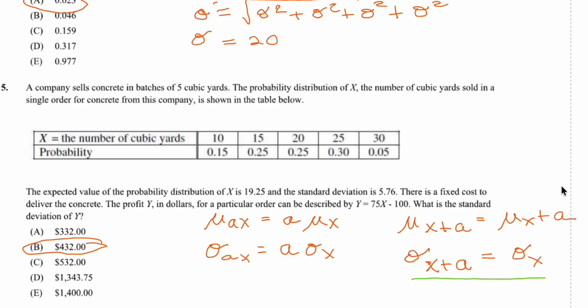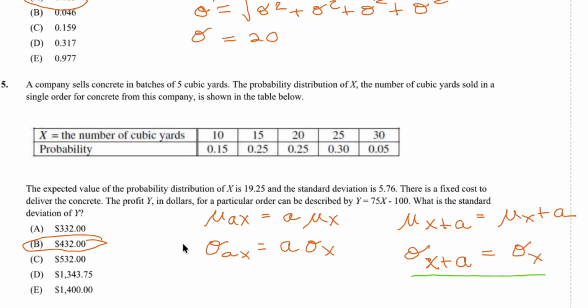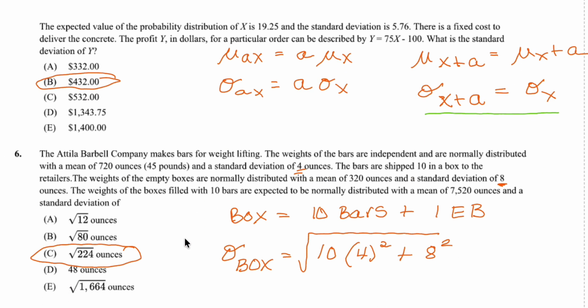So we're given Y equals 75X minus 100, and we want the standard deviation of Y. So the key rule right here is when you multiply by a constant, standard deviation also multiplies. Adding or subtracting does not change standard deviation. So standard deviation of Y equals 75 times standard deviation of X. That is 75 times 5.76 equals 432. So the answer is B, 432. Pretty quick one, huh? Okay, last but not least, question 6.